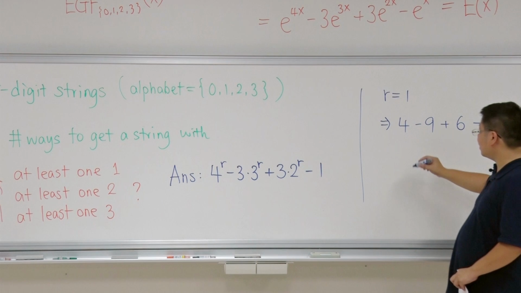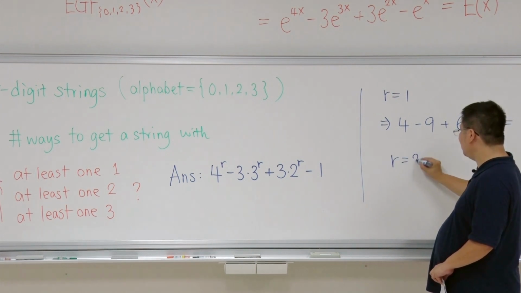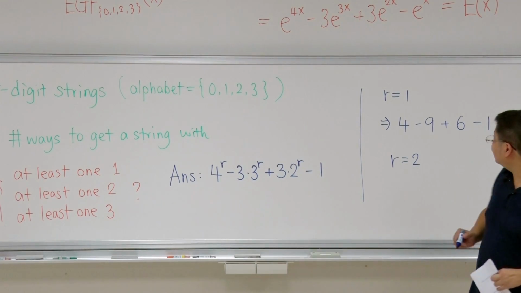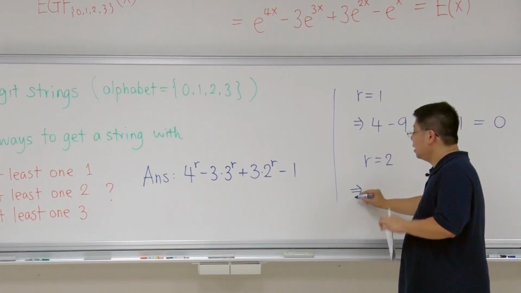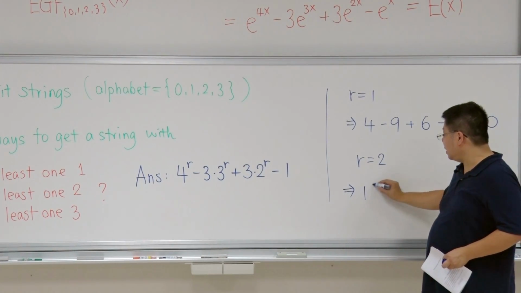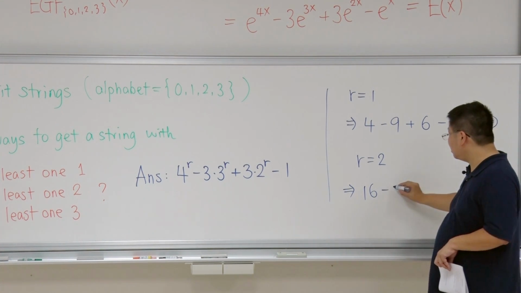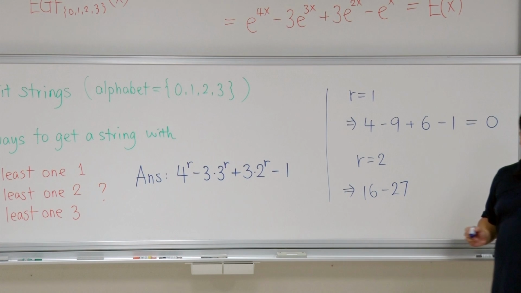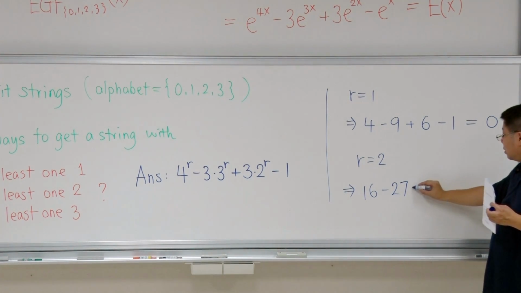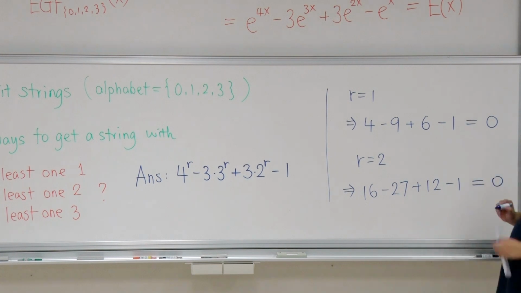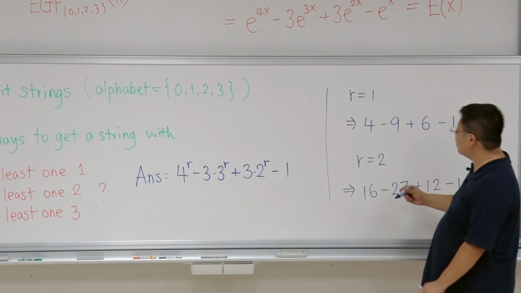Let's try another one. Let's try r equal to 2. It should still be 0, right? So 4 to the power 2 is 16, minus 3 times 3 to the power 2, which is 27, plus 3 times 2 to the power 2, which is 12, and then minus 1. So it is going to be 0. Is that okay? Okay, let's try r equal to 3.